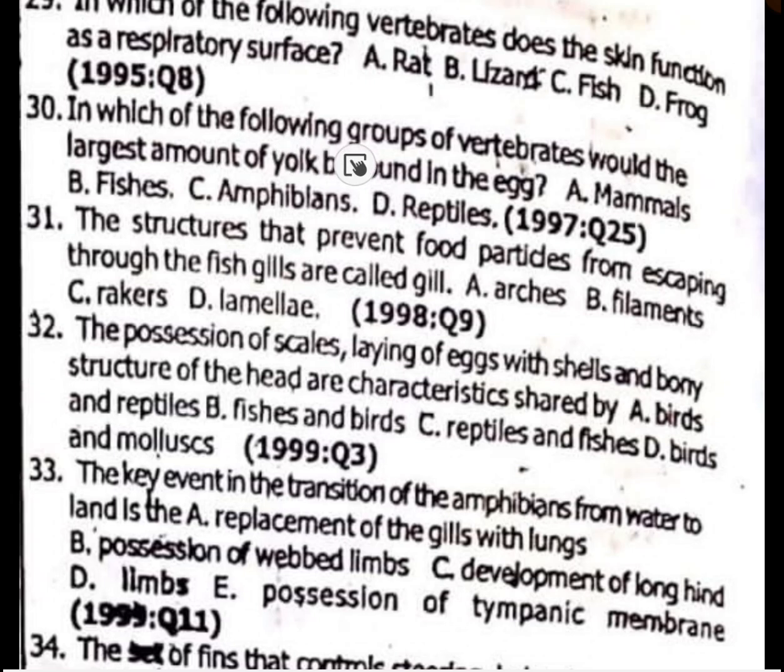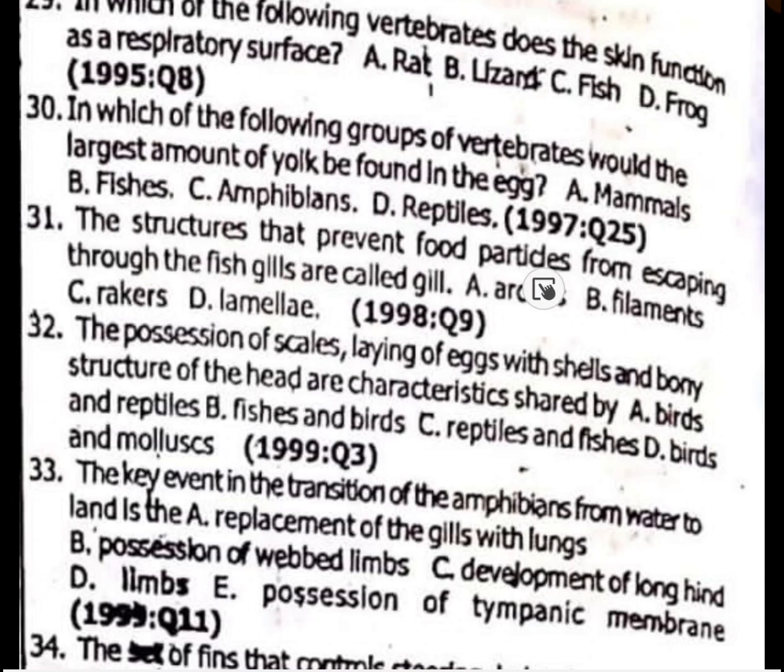In which of the following groups of vertebrates would the largest amount of yolk be found? Birds have more yolk, but here you don't see birds or aves. Mammals, no. Fishes, no. Amphibians cannot be. It's between aves, which are birds, and reptiles. And in this case, since there is no aves or birds, you'd pick reptiles. 30 is option D.